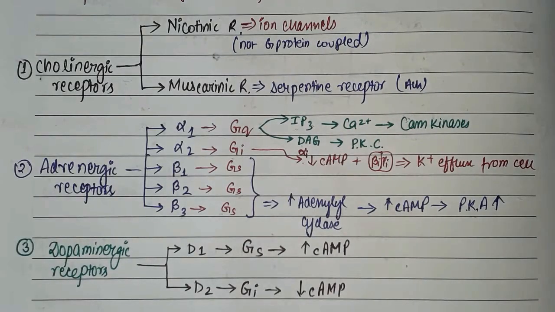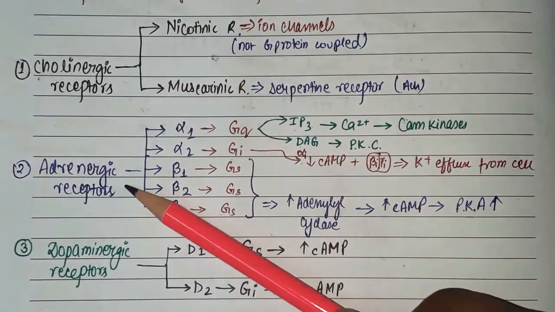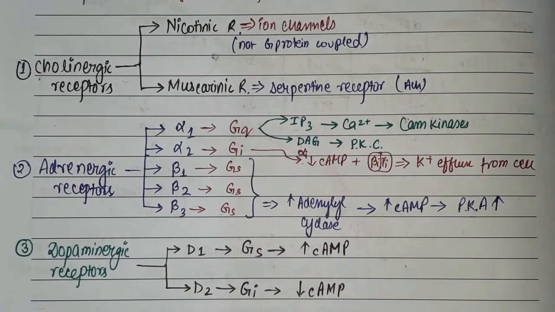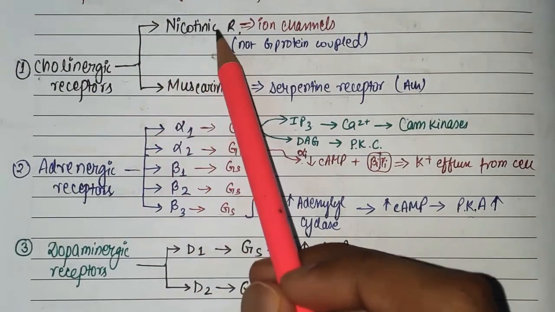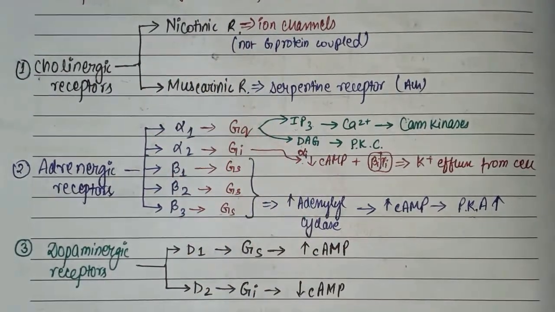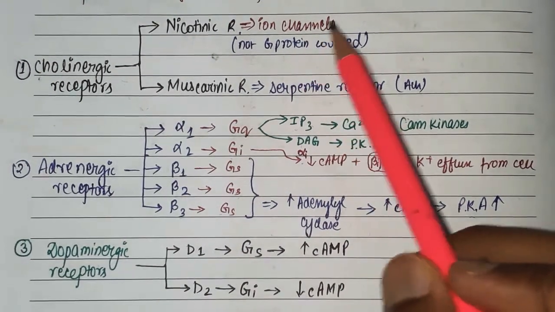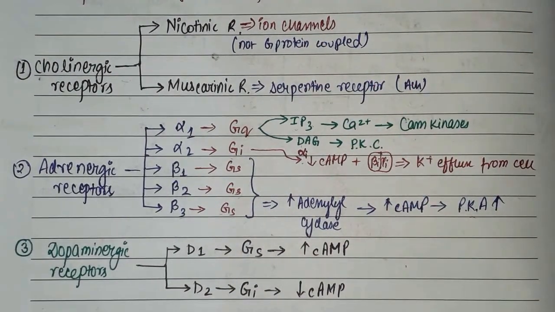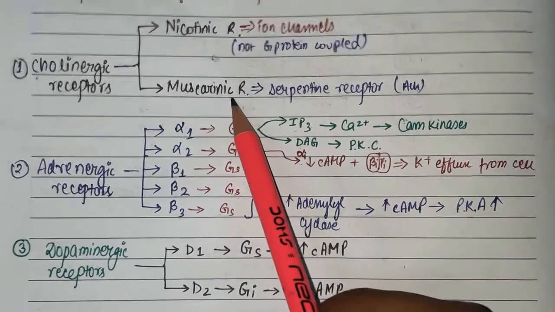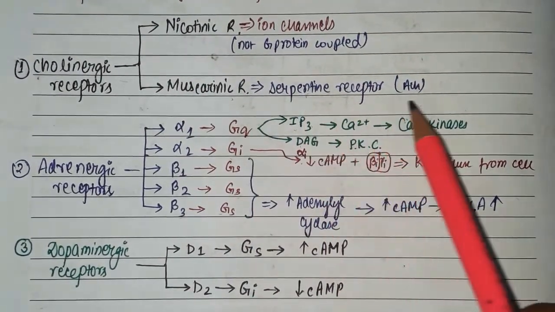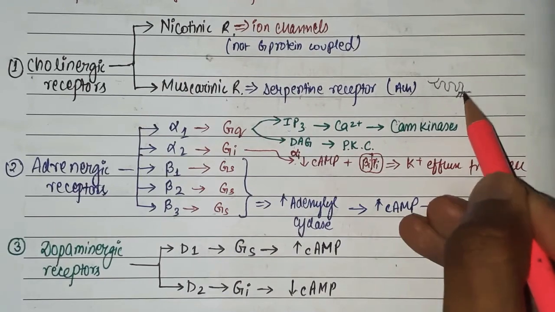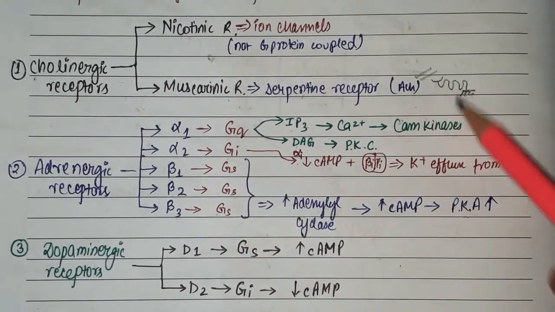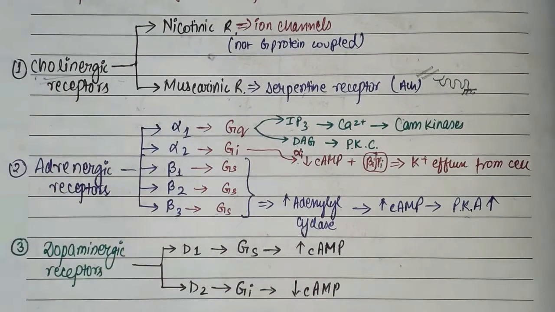Okay, now we'll discuss another aspect of receptors. I think you have heard about cholinergic receptors, adrenergic receptors, and dopaminergic receptors. Let me give you a brief idea about all these things. Cholinergic receptors are of two types: nicotinic receptors and muscarinic receptors. Nicotinic receptors are ion channels, and remember that these are not G protein coupled receptors. But the muscarinic receptors are serpentine receptors, or G protein coupled receptors, that is, 7-pass receptors, and they are acetylcholine mediated. That's why they are known as cholinergic receptors.